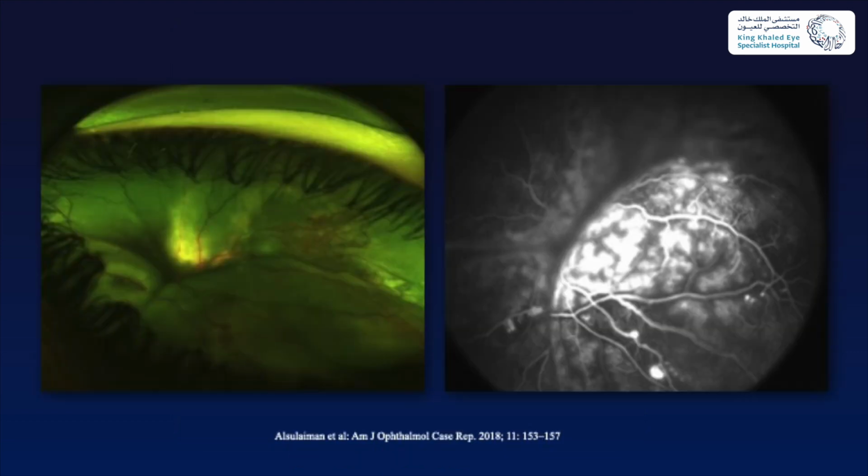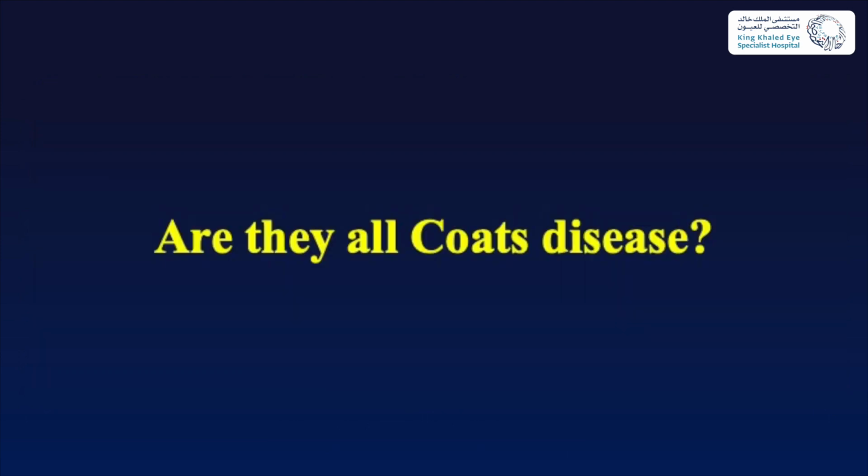This is one of our Coats patients with Dr. Suleiman. Patient with superior temporal telangiectasis, light bulb appearance, telangiectasia with extensive exudative retinal detachment. So what is the most likely diagnosis? So the question is, are they all Coats disease?